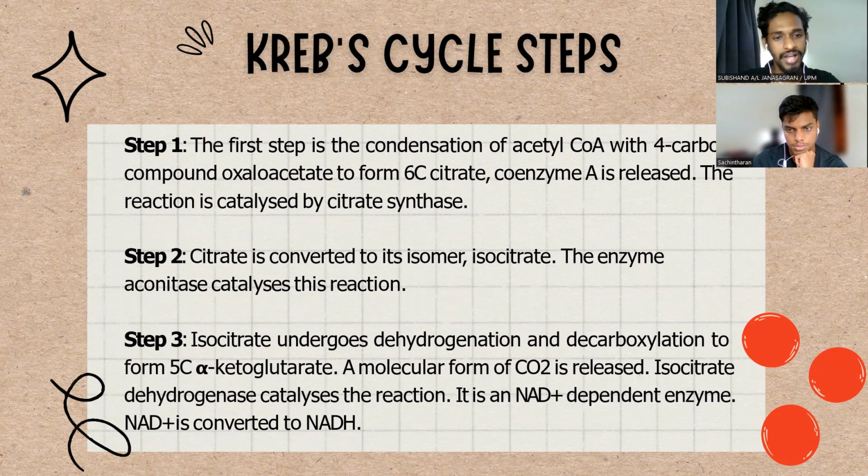Thirdly, the isocitrate undergoes dehydrogenation and decarboxylation to form 5-carbon alpha-ketoglutarate. A molecule of carbon dioxide is released. Isocitrate dehydrogenase catalyzes the reaction. It is an NAD plus dependent enzyme, so the NAD plus is converted to NADH.